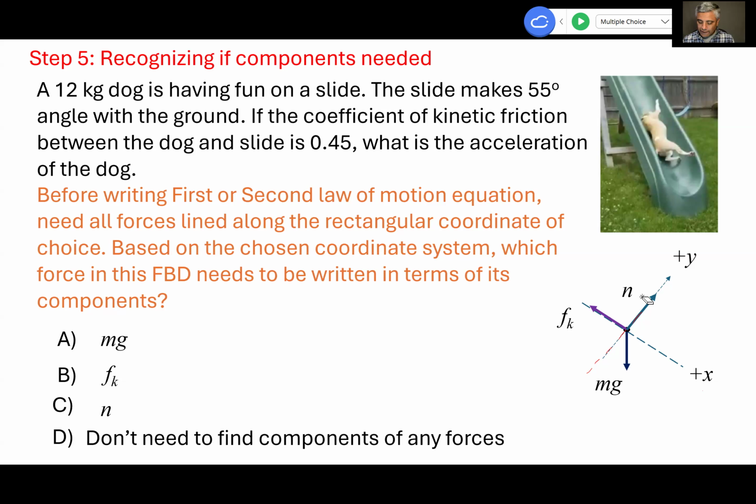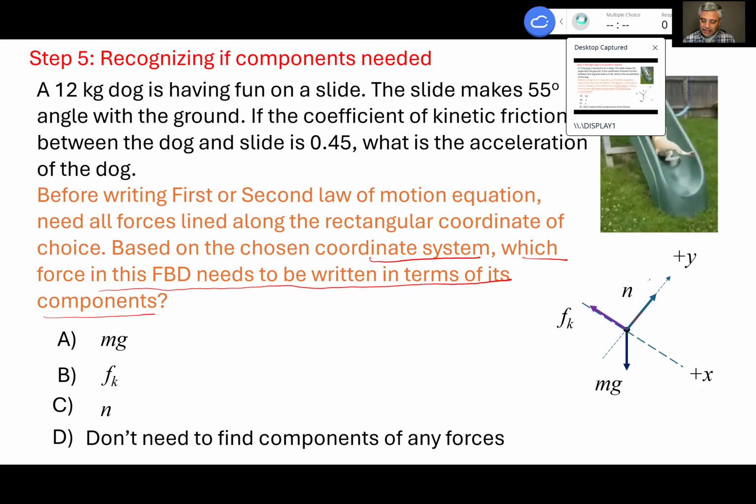So what do we see here? The normal is lining up with the y-axis. The friction force is lining up with the x-axis. And the mg is not lining up with any of those axes. So now the question is, based on the chosen coordinate system, which force in this free body diagram needs to be written in terms of its components? Okay, so what do you think? For this, you have only 30 seconds, okay, folks?